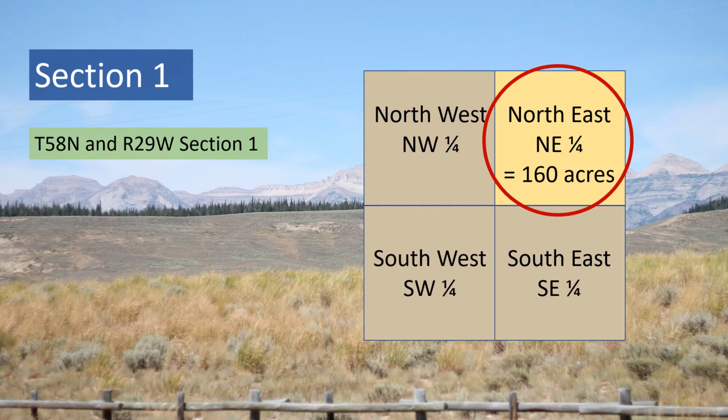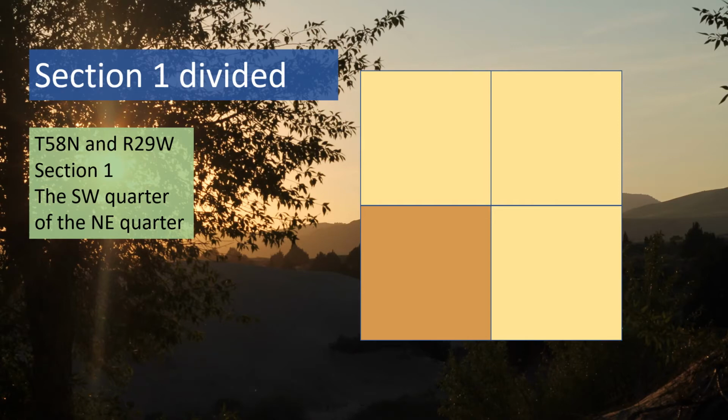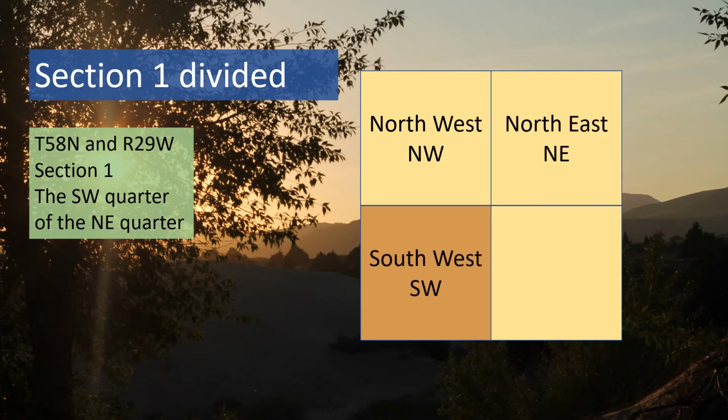We will use the northeast quarter as an example. As you can see, it is divided into the same 4 quarters: northwest, NW, northeast, NE, southwest, SW, and southeast, SE. This is the part that is so confusing. To name the area, always start with the smaller section and then the larger area. So this brown area will be the southwest quarter of the northeast quarter. The next slide will explain this a little more.